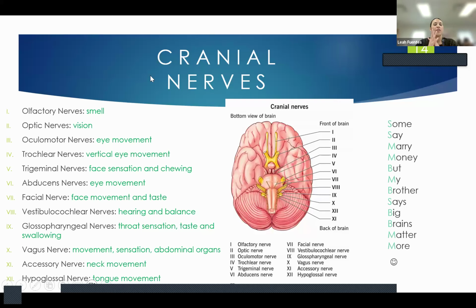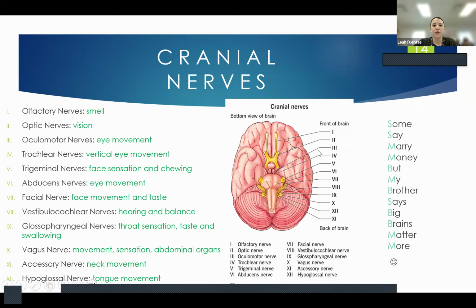So in order, the first cranial nerve is your olfactory nerve. This plays a part in smell. Number 2, we have our optic nerves. Optic meaning vision. You'll also realize that what we have on one side, we also have on the other. So please keep in mind, we have 12 pairs of cranial nerves, 24 total.